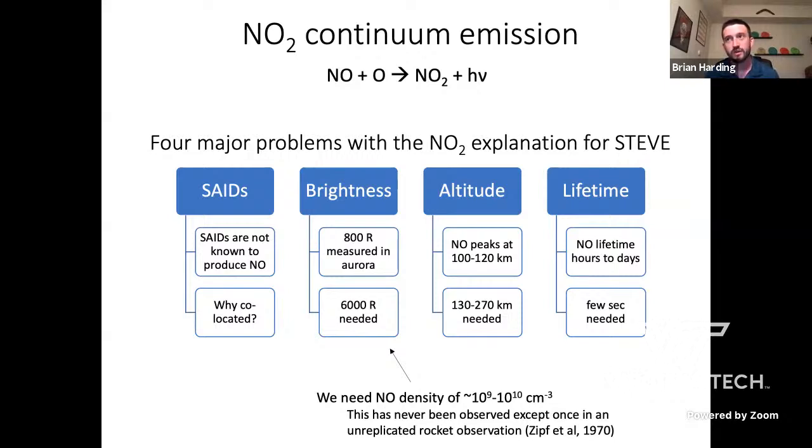We need it at higher altitude than it really has any right to be. Normally it's around 100 to 120 kilometers. And most importantly, its lifetime is too long. NO is one of the ways that the thermosphere cools itself off. And it can do this because it has a long chemical lifetime, hours to days. But in order for Steve to be this transient and this dynamic, you need its lifetime to be reduced to a few seconds.